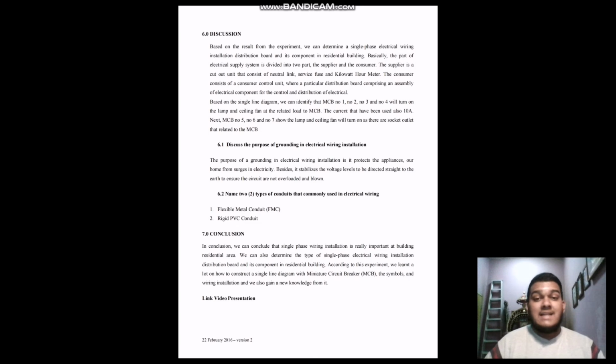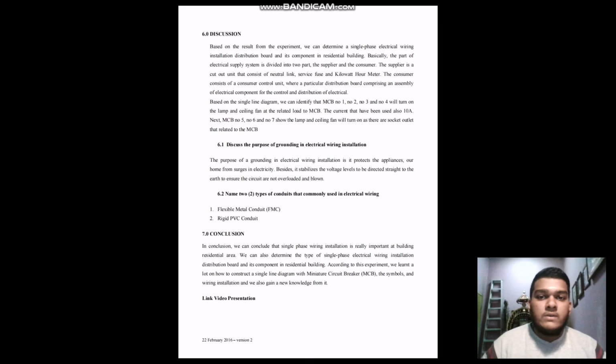Based on the single line diagram, we can identify that MCB number 1, 2, 3 and 4 will turn on the lamp and the ceiling fan at the related load to MCB. The current that has been used is also 10 ampere. Next, MCB number 5, 6 and 7 show the socket outlets that are related to the MCB.